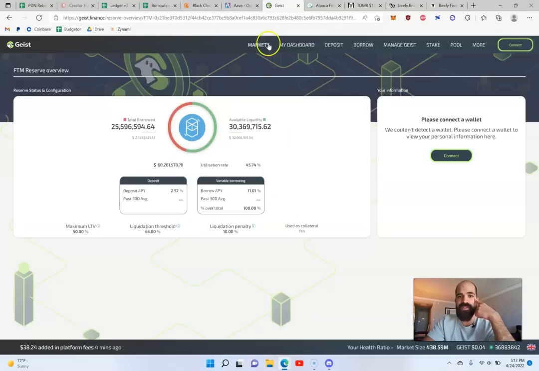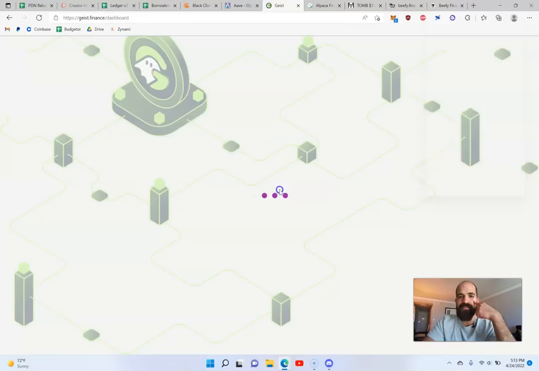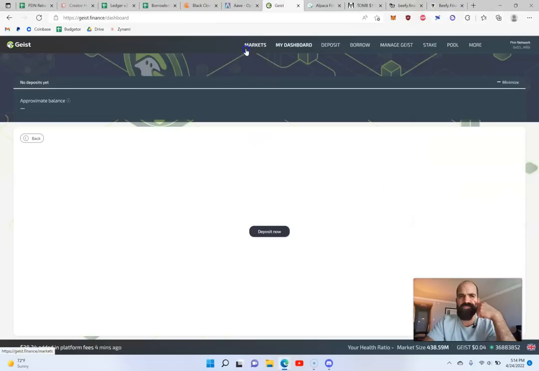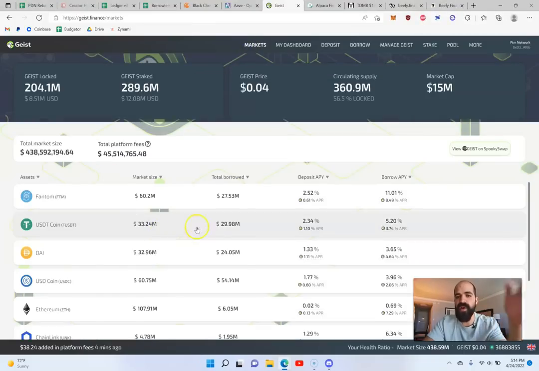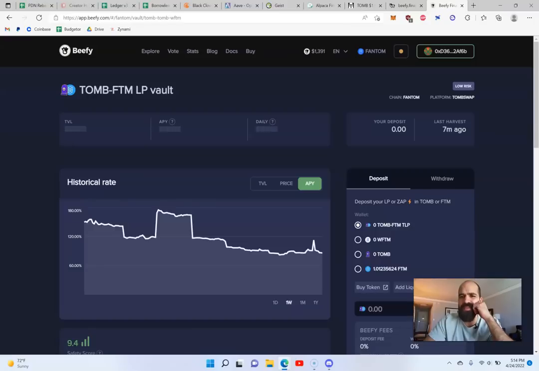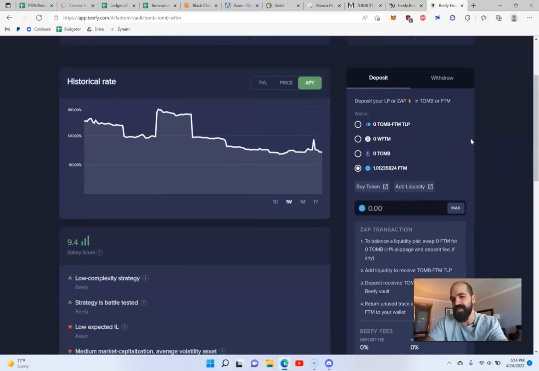Here is Geist, by the way. So if you just wanted to look through this, my wallet's not connected. Fine. Connect. Markets. So here is what I'm talking about. You would deposit USDT here for 2.3% APY. You would borrow Phantom for 11%. You would sell that Phantom 50-50, so keep it Phantom and split it with Tomb. Go LP your Phantom Tomb. Actually, you could probably just zap it in. Yeah, you can zap your wrapped Phantom, or you can zap your Phantom in. So you could just get the Phantom, zap it in, and then you're getting 83%.